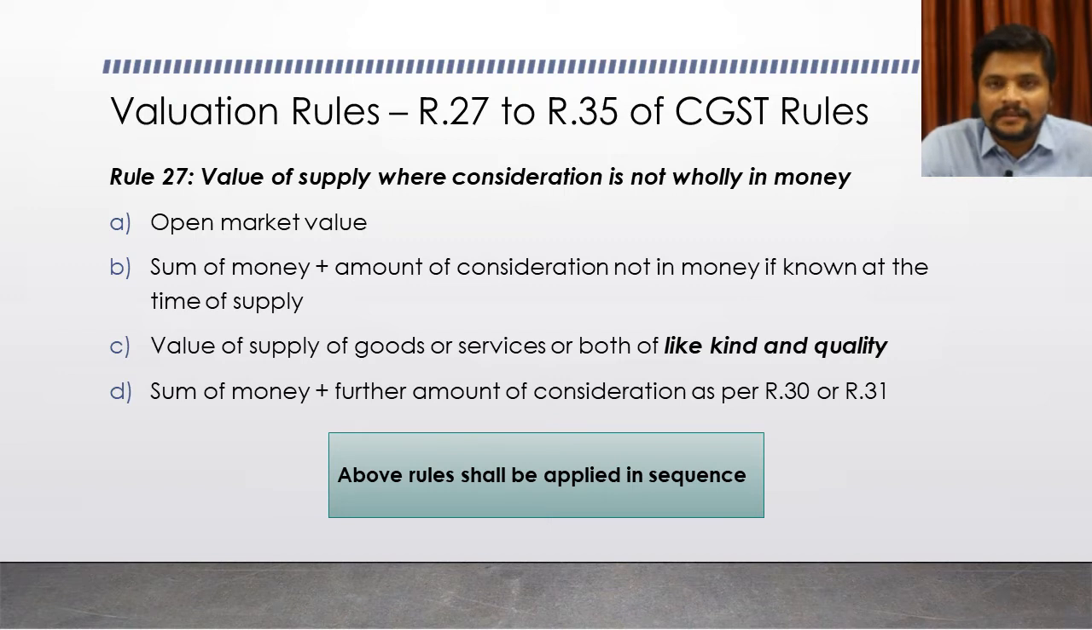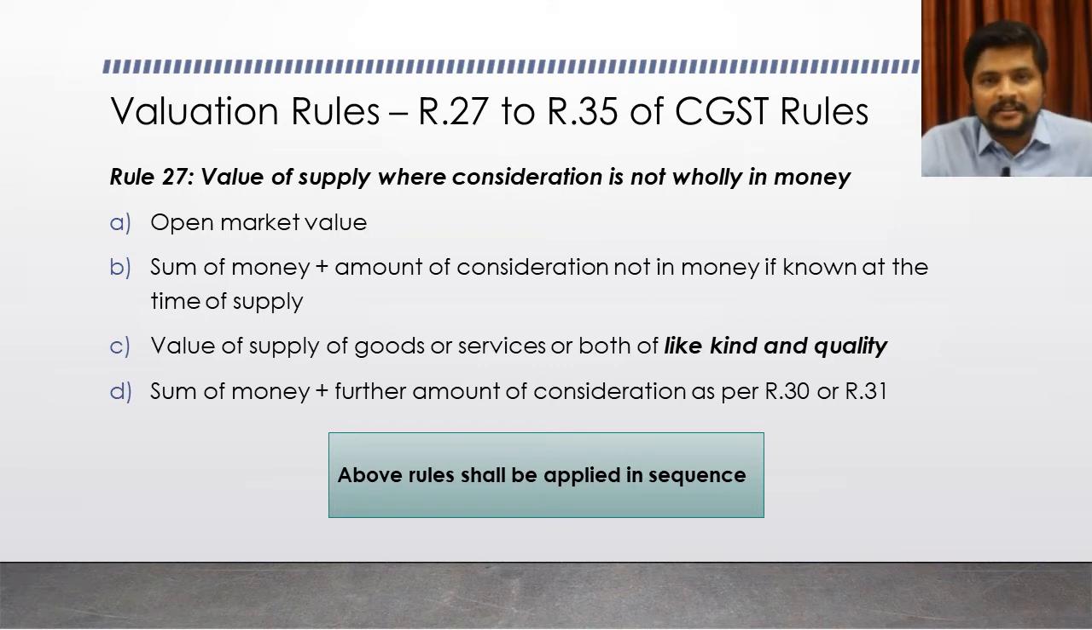Even if this particular value is also not possible, then you will have to refer to sub-rule D. Clause D says sum of money plus further amount of consideration which is valued as per rule 30 or rule 31. It means the amount of money you have paid plus the amount of consideration which is valued as per rule 30 or rule 31. We will be seeing how the valuation is done under rule 30 or rule 31 later.